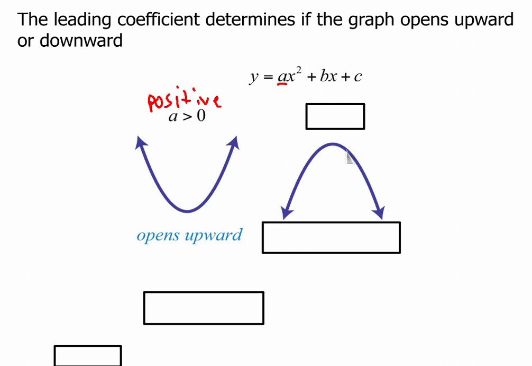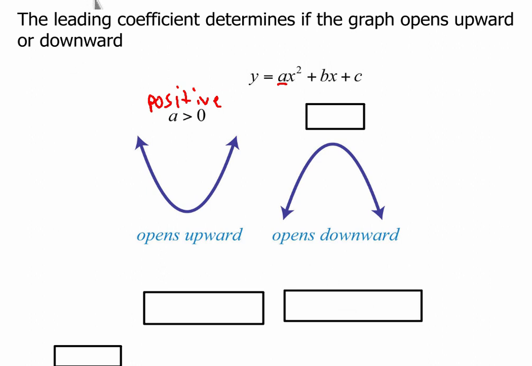In this case, I've got a parabola that opens downward, and a parabola that opens downward is going to have a leading coefficient less than 0, so it's going to be a negative leading coefficient. You can tell that just from looking at the graph: it opens up, positive leading coefficient; opens down, negative leading coefficient.